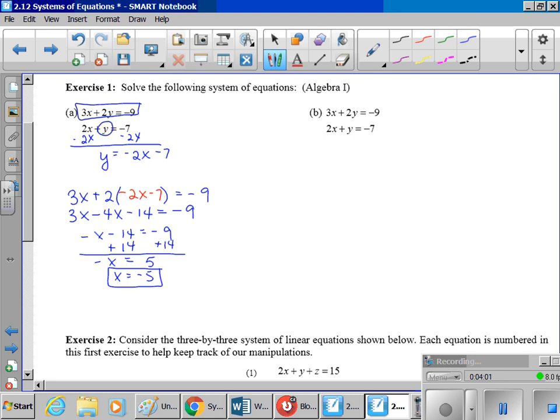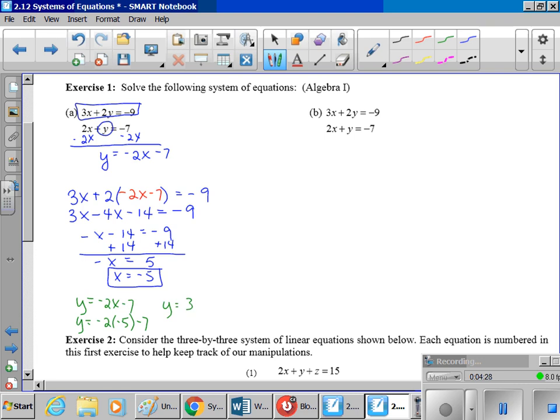Now don't think you're done, because you're not. You have to go back and solve for the y, because remember, what they want you to find for the system of equations are all variables that are represented here. So I'm going to go back to my y equals negative 2x minus 7. I'm going to substitute in my negative 5, and I get negative 2 times negative 5 minus 7. So y is equal to positive 3 when I'm all said and done.